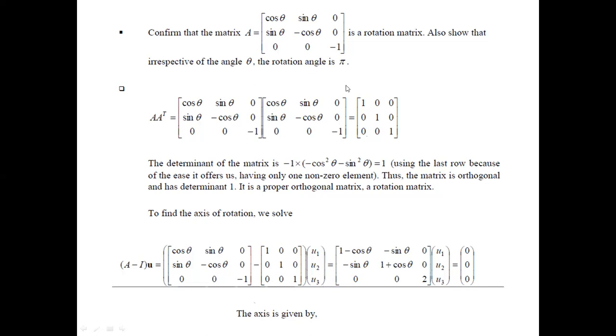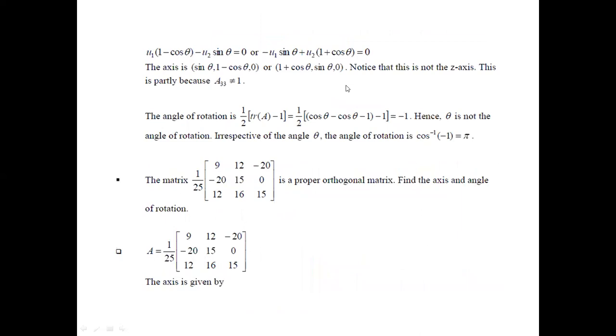So the axis is given by u1(1 − cos θ) − u2 sin θ = 0, or −u1 sin θ + u2(1 + cos θ) = 0. So the axis is (sin θ, 1 − cos θ, 0), or (1 + cos θ, sin θ, 0). Notice that this is not the z axis. This is partly because A33 is not equal to 1.